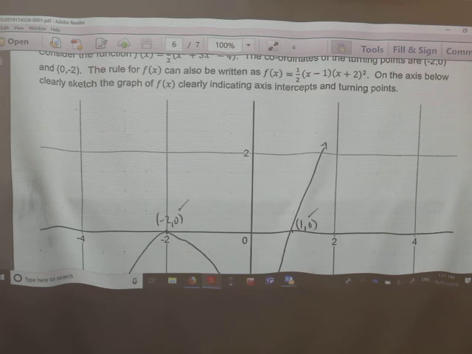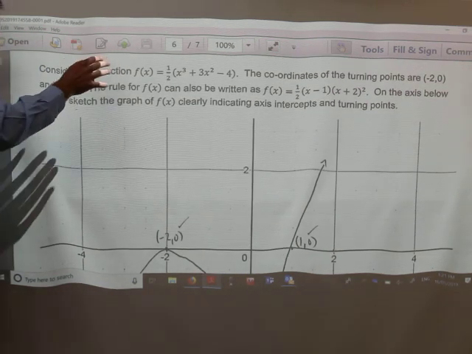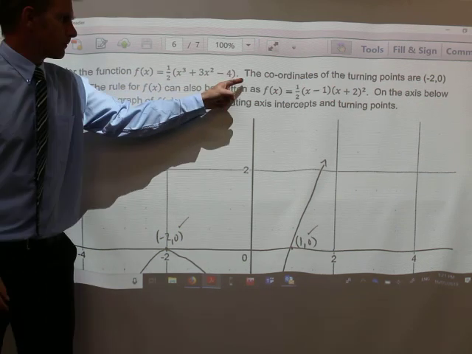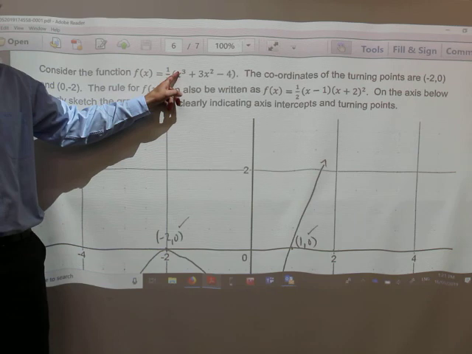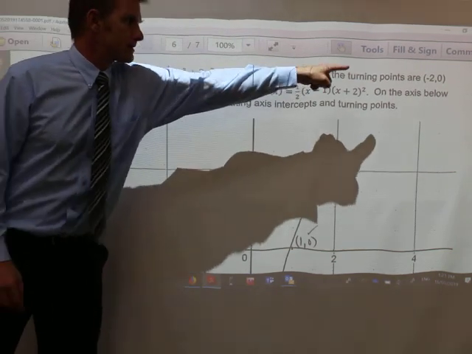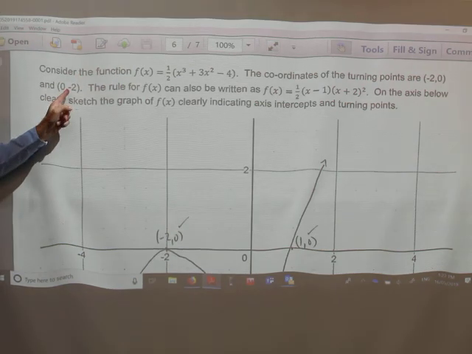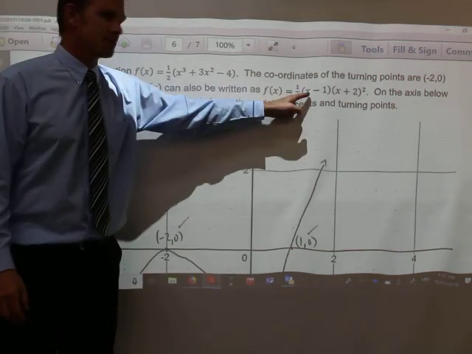The next one, question number 8. Now, I gave you a whole lot of information here. Everything you needed was here. We've got a function, cubic, so we're thinking 2 turning points probably, a couple of x-intercepts maybe. Coordinates of the turning points are, oh there we go, 2 turning points, so we know we've got 2 turning points. And we can also factorise it to this.